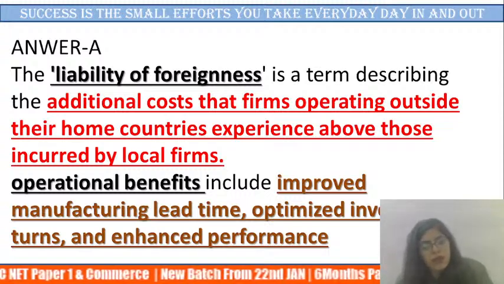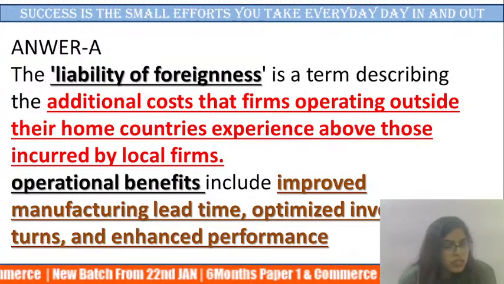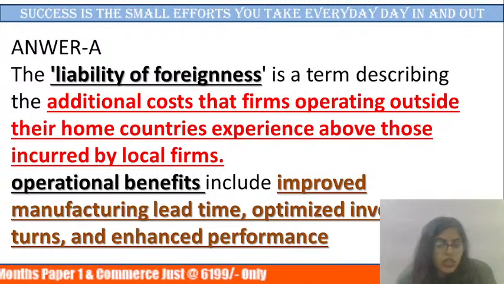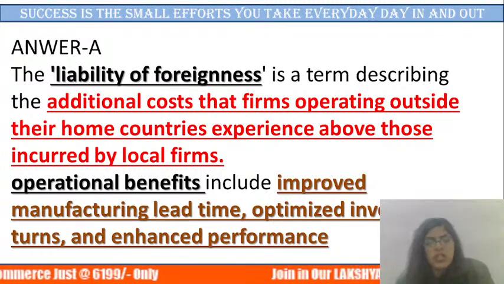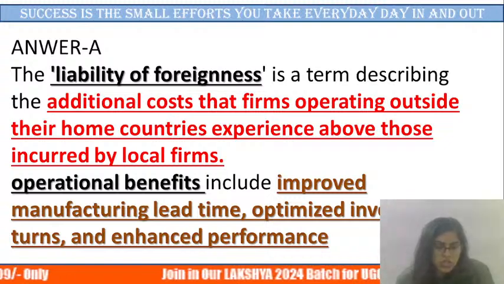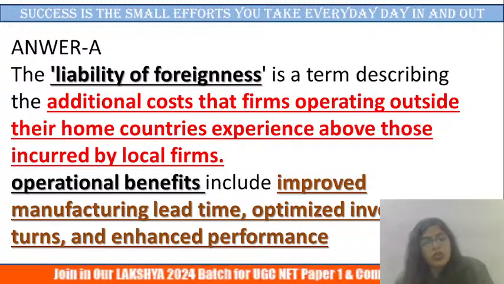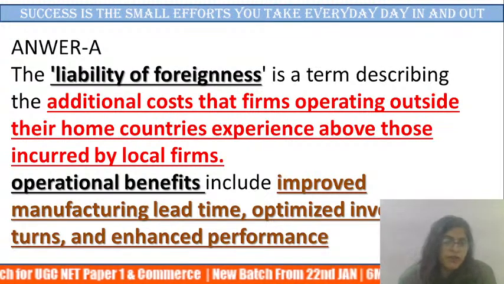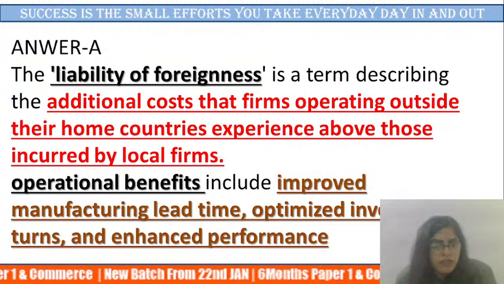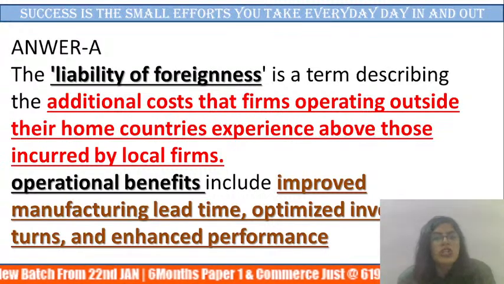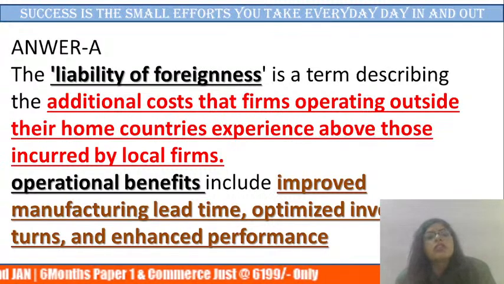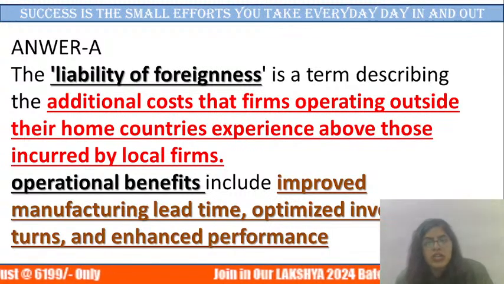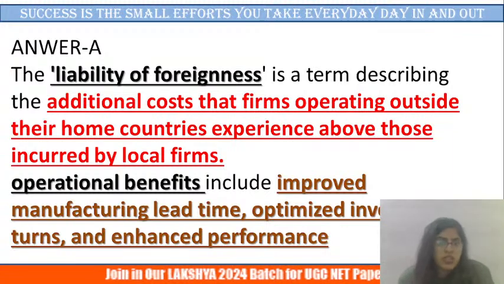An enhanced performance of whom? Performance can be of the machines, your production processes, or your human capital also. A company gets success only when its human capital is performing to its 100% potential. So that is what operational benefits are. And liability of foreignness is when a company has to pay the cost, to pay money, for its international business outside of its domestic boundary.